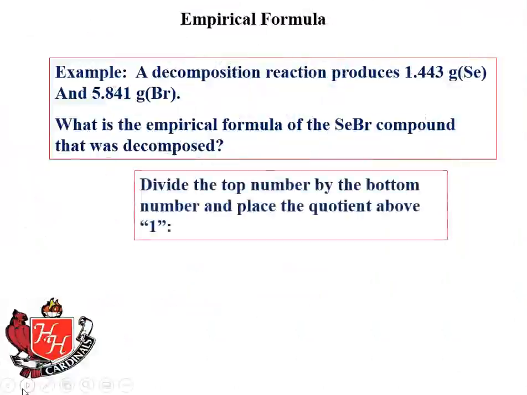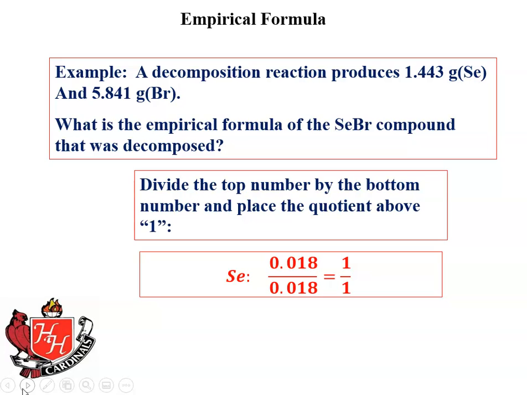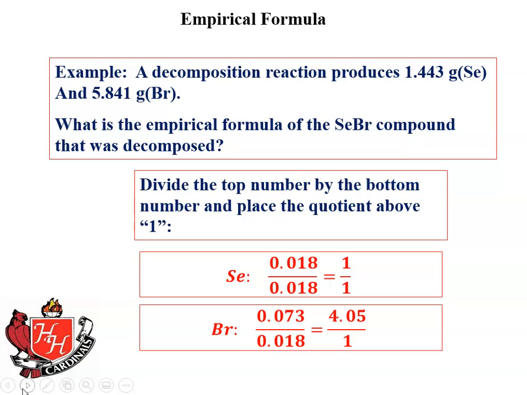So next you divide the top number by the bottom number and place a 1 underneath the quotient. So we have 0.018, 0.018 is 1 to 1. And 0.073, 0.018 is 4.05 to 1. And what you're looking for is a whole number, not a decimal number. But this decimal number is very close to a whole number of 4. So we're going to accept that as being close.